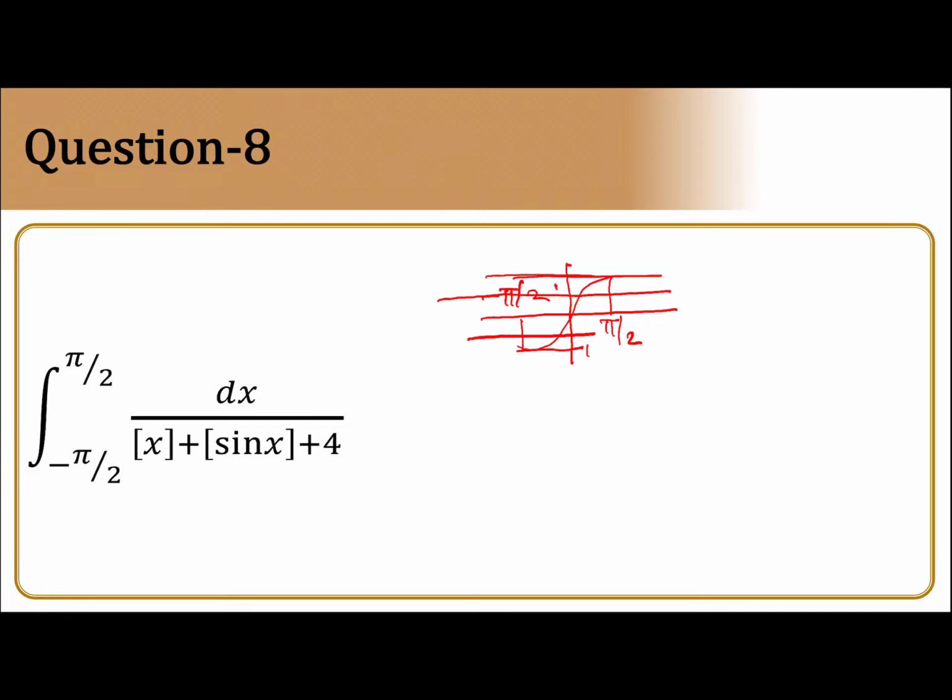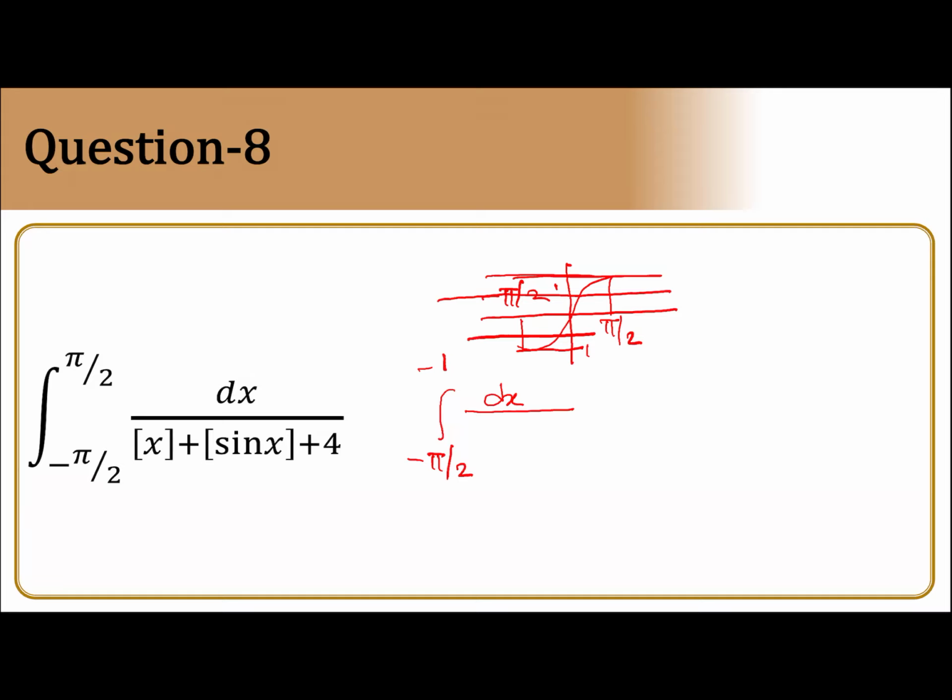So x lies between minus pi by 2 and plus pi by 2. When you draw a horizontal line, pi by 2 is more than 1, and minus pi by 2 is less than minus 1. So what we do, we divide this interval. Always with greatest integer, we divide into integer parts. x equal to minus pi by 2 to minus 1. You have to break dx.